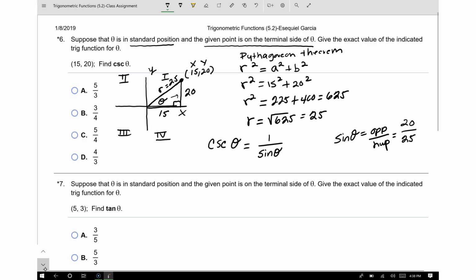And you notice that we can simplify by dividing the numerator and the denominator by 5. So we have 4 over 5. So if sine of theta is equal to 4 over 5, then cosecant theta will be the reciprocal, which is going to be 5 over 4. So your answer is C.